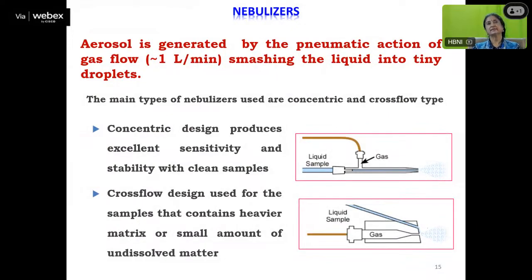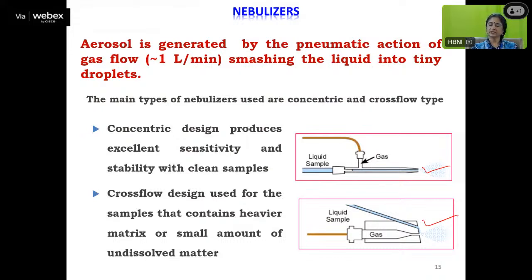Now for solution samples, the aerosol is generated by the pneumatic action of gas flow, like 1 liter per minute, smashing the liquid into tiny droplets. So these are two types of nebulizers shown here. One is the concentric nebulizer and another one is the cross flow nebulizer. The concentric nebulizer is for very clean samples where your salt content is low, mostly less than 1000 ppm total salt content.